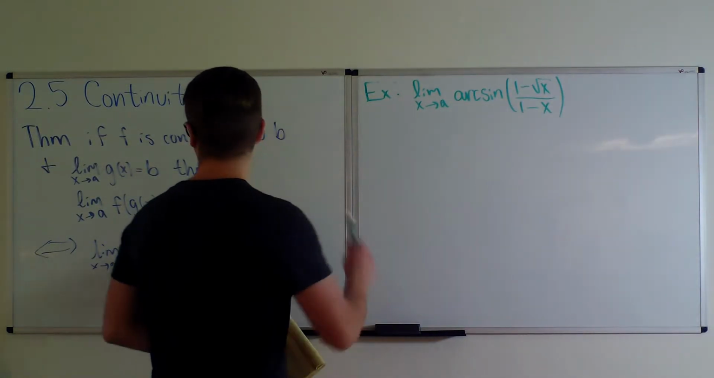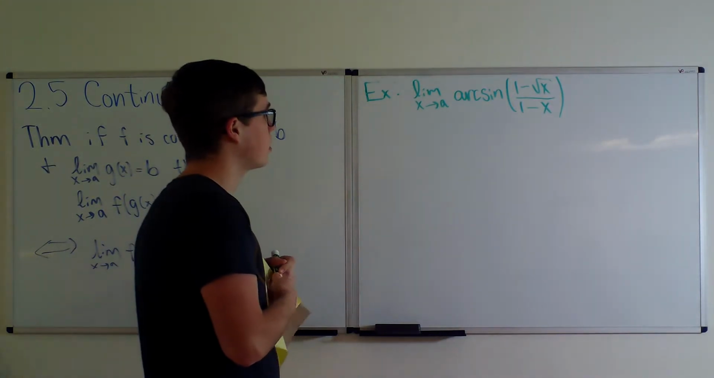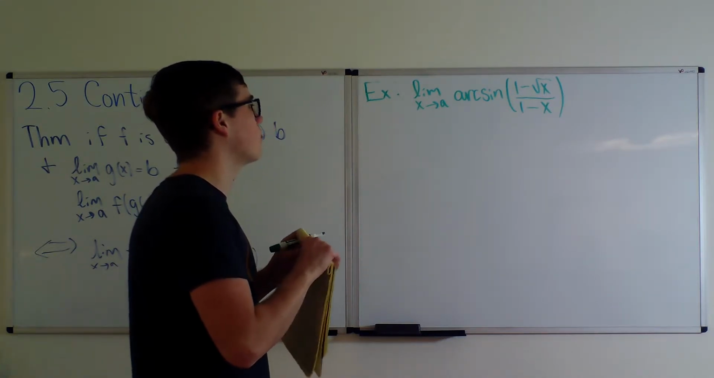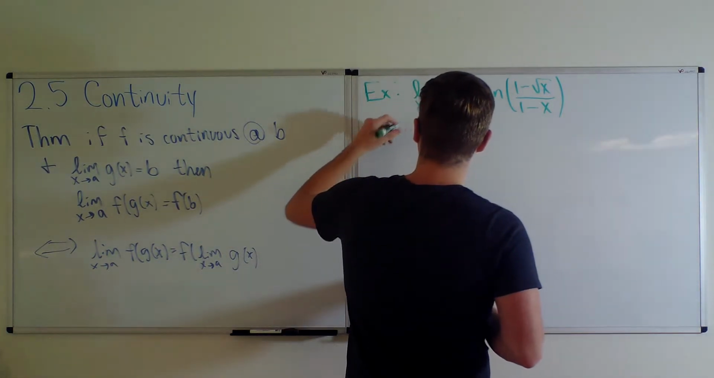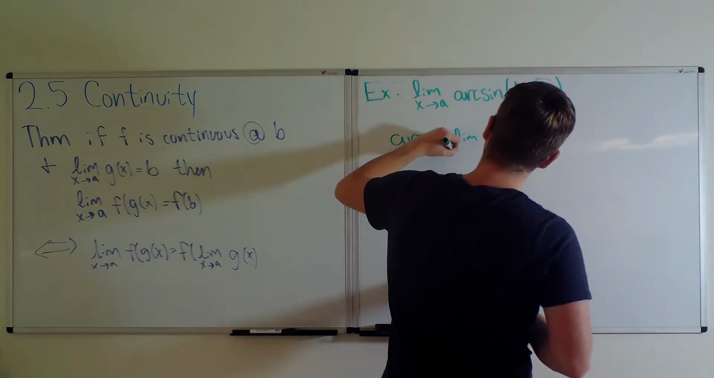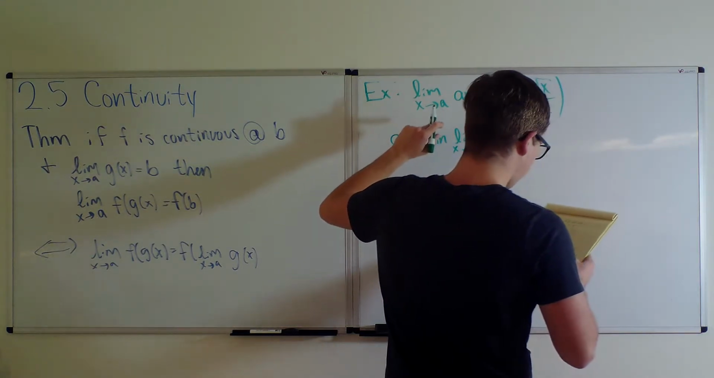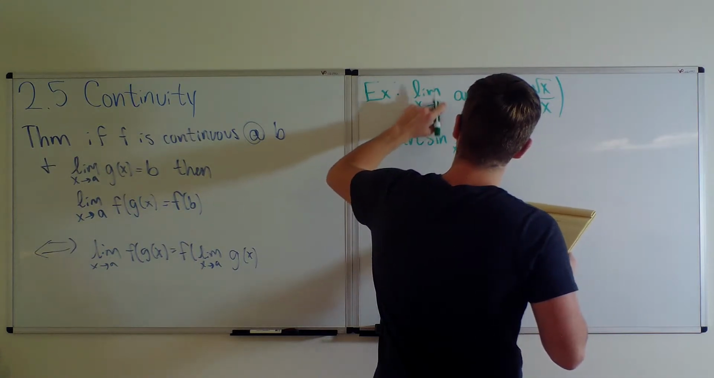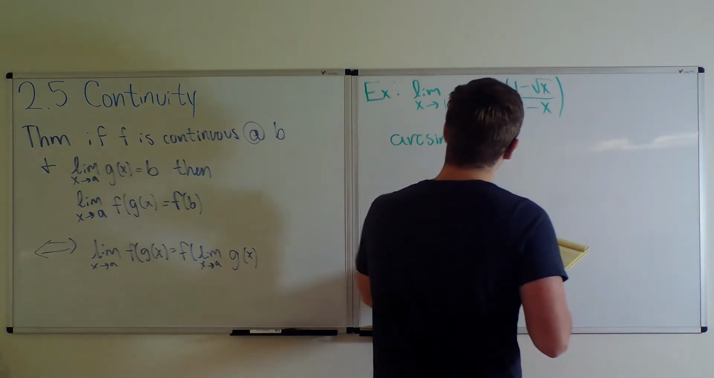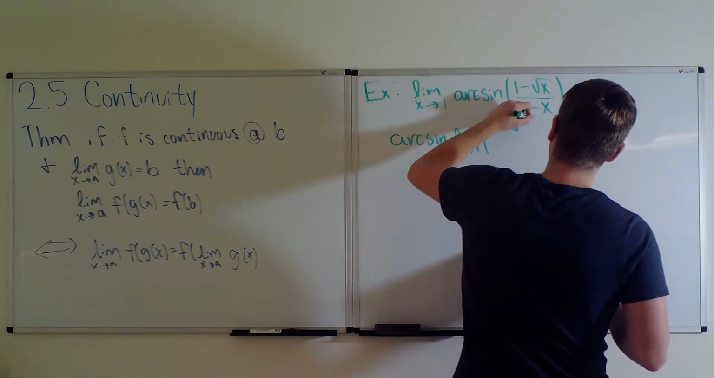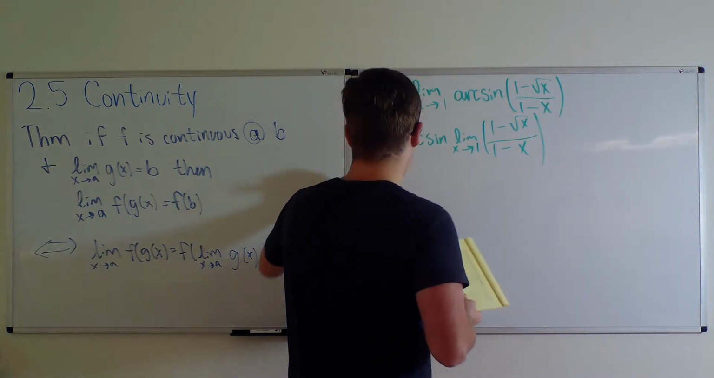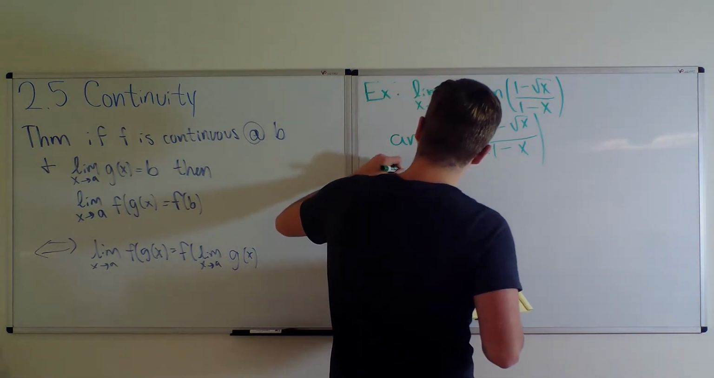All right, let's do an example of this theorem. The limit as x approaches a of arcsine of 1 minus square root of x over 1 minus x. That's the same thing as saying arcsine of the limit as x approaches, oh, I said a, it should be 1, as x approaches 1, of 1 minus square root of x over 1 minus x. Okay, that looks scary.